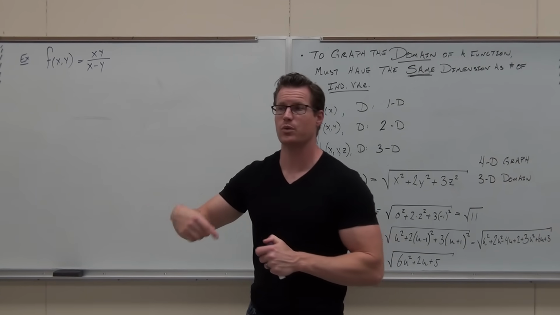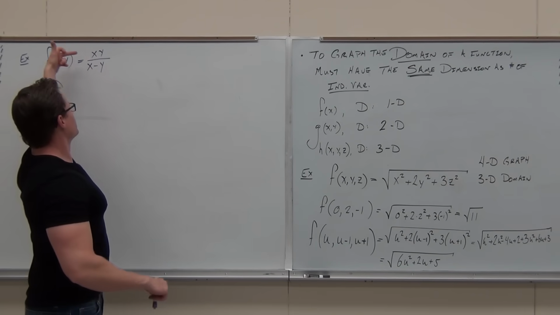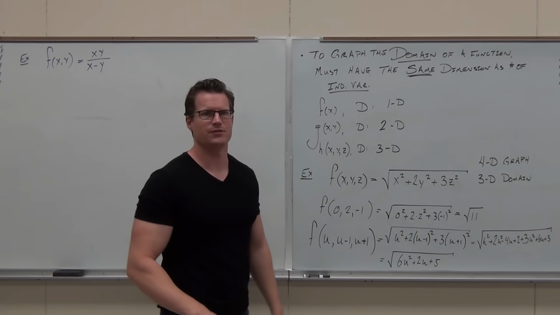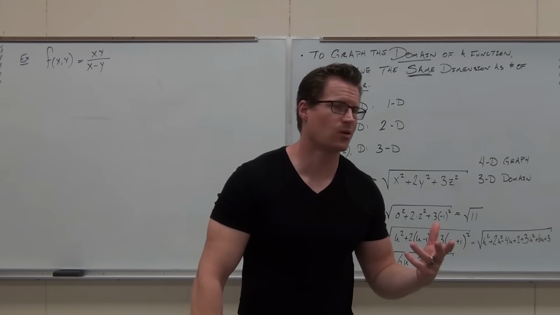Right now, I just want to get a feel for what the domain is. So let's take a look at it. Does the numerator give us some things that have a possibility of not being defined? If I multiply any two numbers, even if I get 0, I'm good to go.